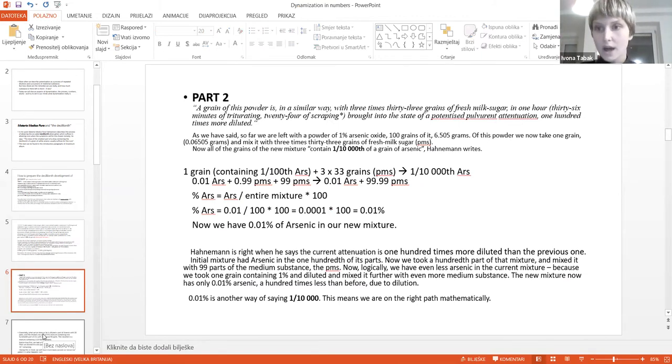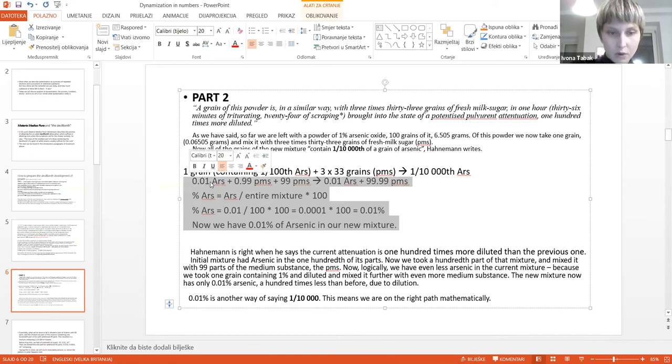Now he takes 1 grain of the mixture we made. This mixture contained 100 grains because we added 1 grain of arsenic and 99 grains of powdered milk sugar. So the first mixture we made has 100 grains. Of this mixture, we take 1 grain and mix it with another 99 grains. And then Hahnemann says, now we have a mixture that contains 1/10,000th of a grain of arsenic. You can see here, I did a calculation.